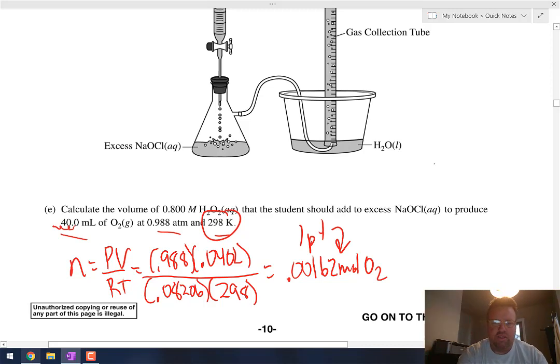Then using the balanced equation, we know that, going back up to the very top, 1 mole of O2 is 1 mole of H2O2.